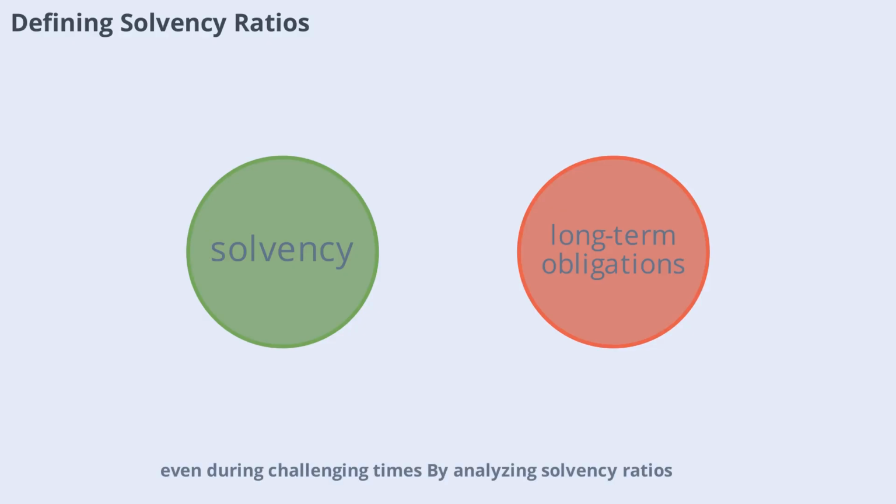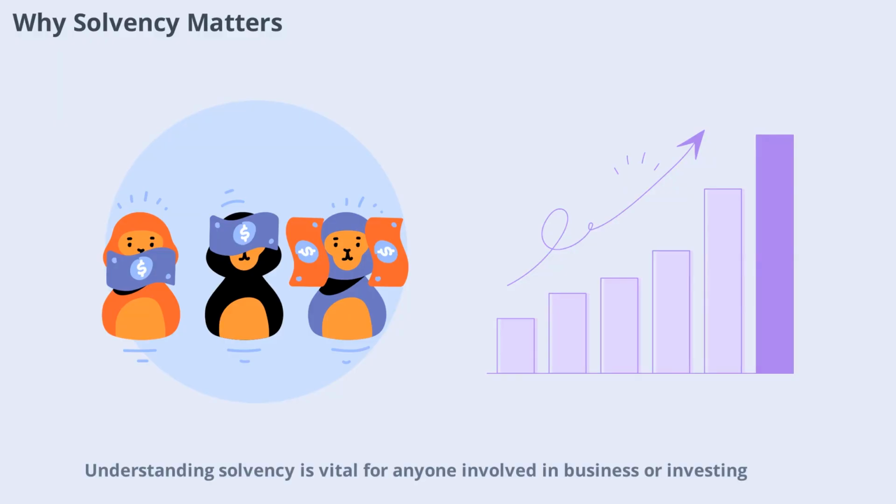By analyzing solvency ratios, we gain a clearer picture of a company's risk level and its capacity to weather financial storms. Understanding solvency is vital for anyone involved in business or investing. A company with strong solvency ratios is more likely to secure loans, attract investors, and maintain operations during economic downturns.